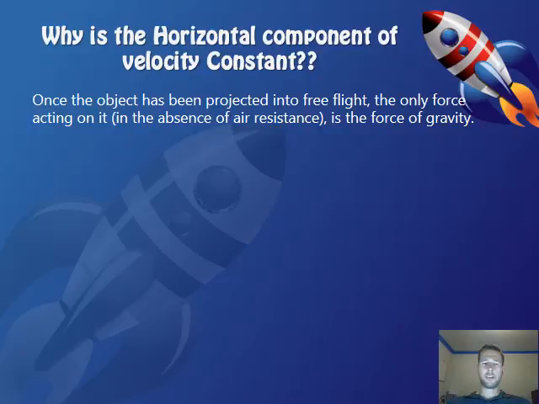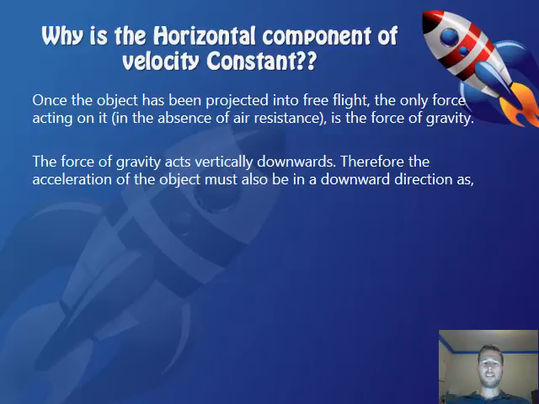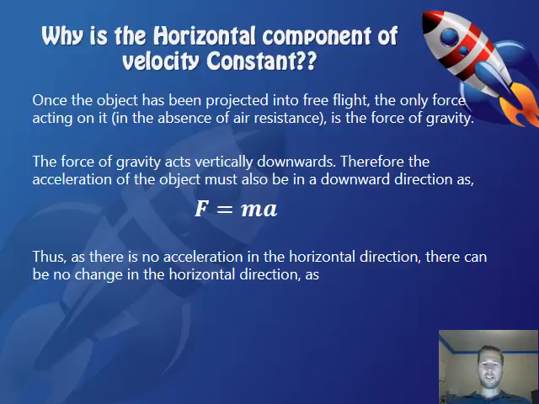Once the object has been projected into flight, the only force acting on it is gravity. And this gravity acts directly downwards towards the center of the Earth. So therefore, the acceleration of the object must also be in this direction. Now, as the acceleration is down and there are no other forces acting in the horizontal direction, there can be no change in the horizontal direction. So the horizontal velocity remains the same, it remains constant.